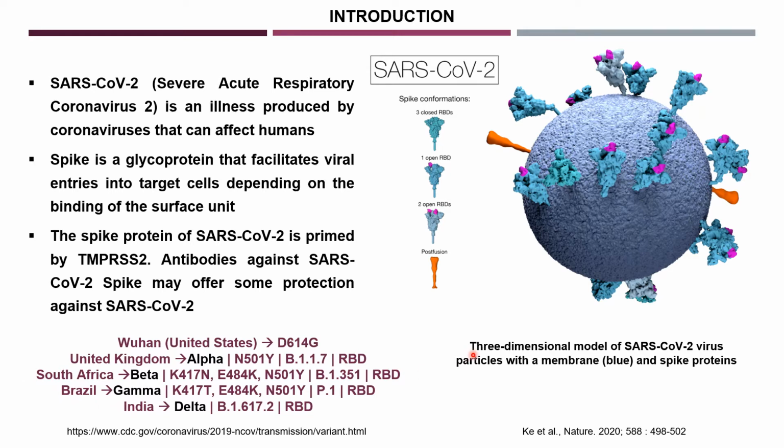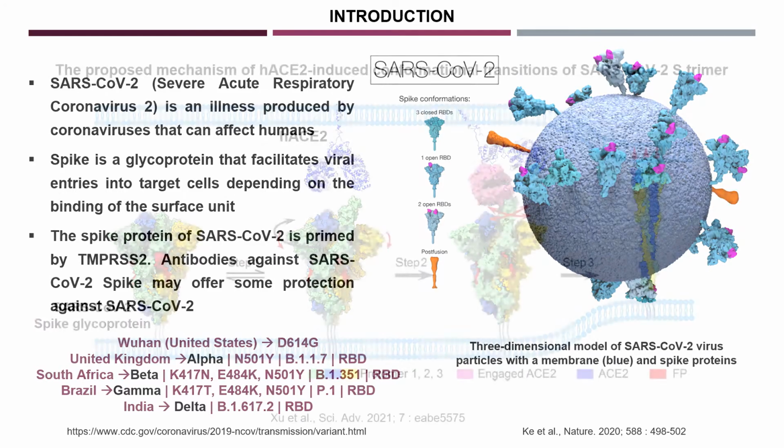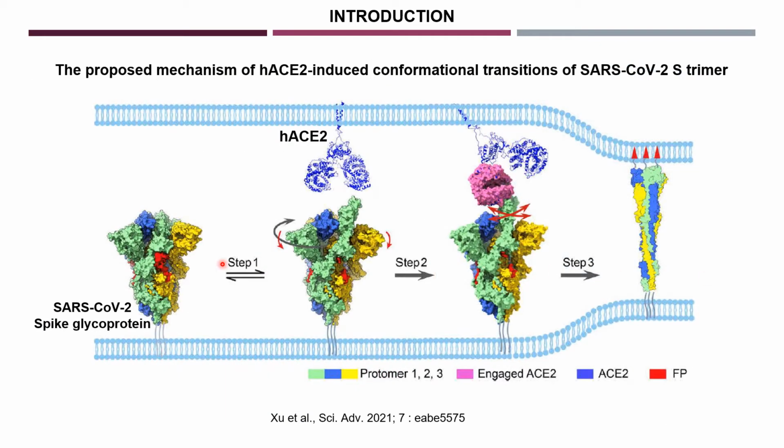In this figure, we show the 3-dimensional model of the SARS-CoV-2 membrane and the spike glycoprotein that are attaching to the membrane in the outside. In this figure, ACE2 starts interacting with the spike glycoprotein, inducing conformational changes. The spike protein ended up penetrating the healthy cell via its membrane.